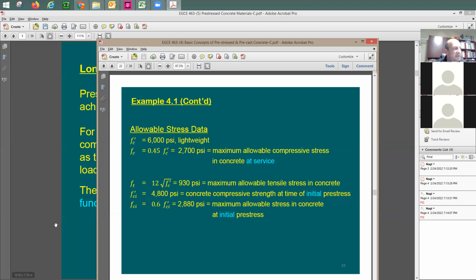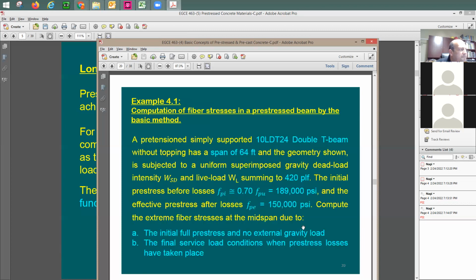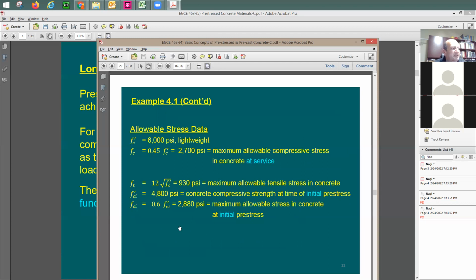So in our example here, if you remember, it says F prime CI was 4,800 PSI. But after 28 days, it is equal to 6,000 PSI, meaning I'm working here with 6,000 PSI concrete, but after 1 week, the strength is going to be 4,800 PSI. It's going to be lower. I said, okay, it means that every day of the concrete age, the concrete strength is going to be growing, increasing. And I said, yes, absolutely.